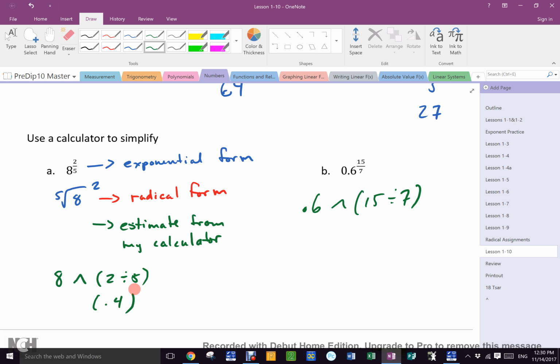So what are they? What's the first one? 8 to the 2/5 is what? 2.3? Yeah. Does that make sense? 2/5 is pretty darn close to 1/2, isn't it? Which would be the square root of 8, wouldn't it? Which is pretty close to around that, yeah?